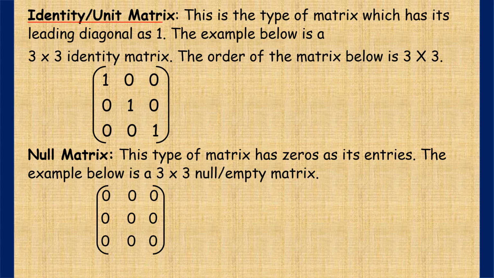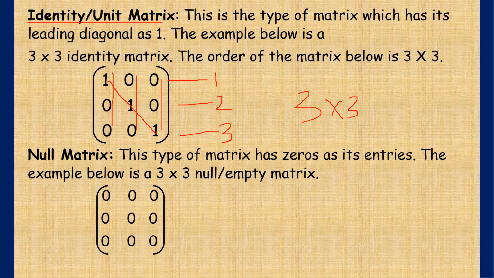If you look at this matrix, it is 3 by 3 because it has 3 rows: row 1, row 2, and row 3, horizontal. Then when we look at the vertical, this is column 1, column 2, and column 3. So this is a 3 by 3 matrix. It is an identity matrix because the leading diagonal has 1, 1, 1, and every other element equals 0. So it's an identity element.